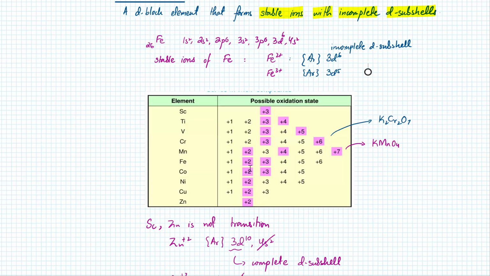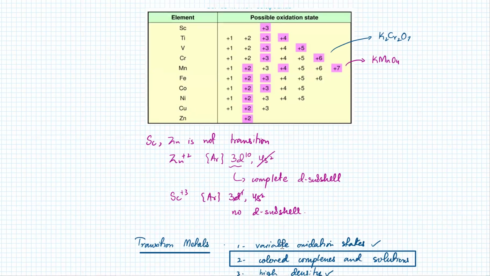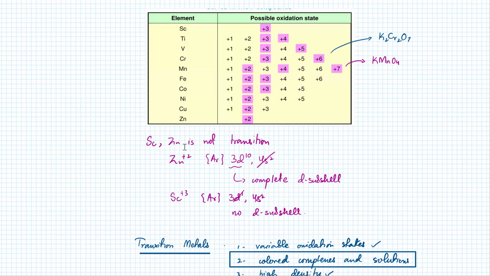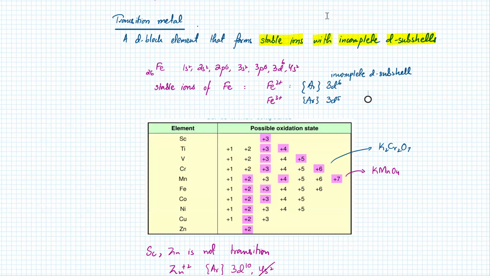A lot of them have +2. That's their common oxidation state. They can go all the way up to +7. Some of them are not transition metals because zinc, for example, if it forms an ion, has a complete d subshell, so it's not a transition metal. Scandium, if it forms an ion, doesn't even have a d subshell. So remember, transition metals are the ones which have an incomplete d subshell.